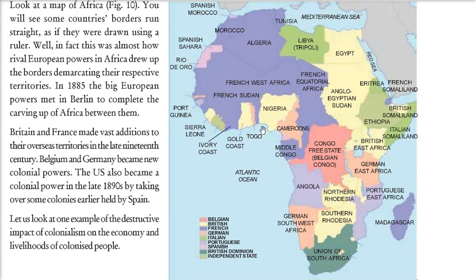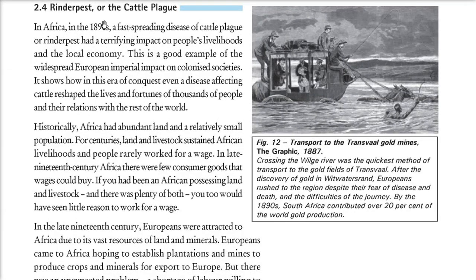So what did this colonialism add to the destruction of the economy and livelihood of colonized people? Let us have a look there. Rinderpest. This is a disease which kills cattle or livestock. Here is a picture of transport to the Transvaal gold mines. We'll talk about that in a short while.